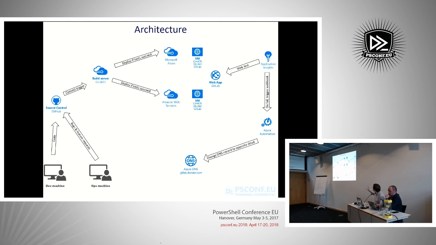On top of that, we see on the right the actual Application Insights that will run a kind of ping test to see if the application responds to HTTP. If it does not, if it fails, it will trigger an automation runbook that will flip the DNS from Azure DNS to the opposite cloud. So if the Azure VM is down, it flips to the AWS deployment. That's kind of the scenario here.